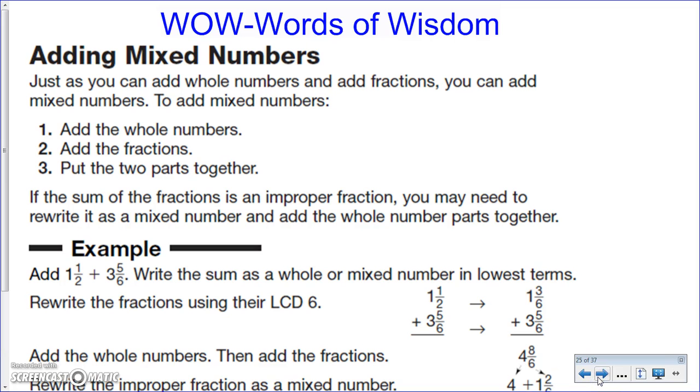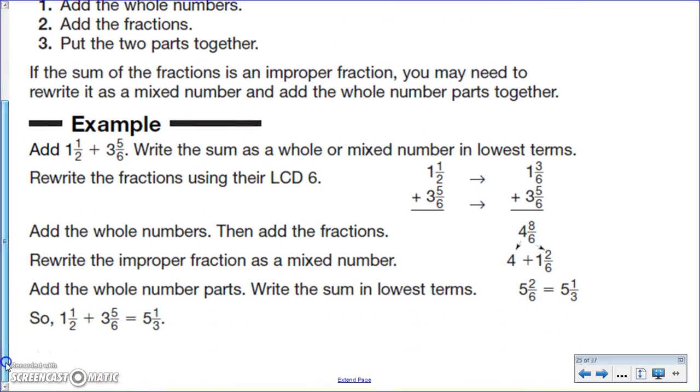Adding mixed numbers. Just as you can add whole numbers and add fractions, you can add mixed numbers. To add mixed numbers, add the whole numbers, then add the fractions, then put the two parts together. If the sum of the fractions is an improper fraction, you may need to rewrite it as a mixed number and add the whole number parts together again. So, in our example here, we want to add 1 1/2 plus 3 5/6. Write the sum as a whole or mixed number in lowest terms.